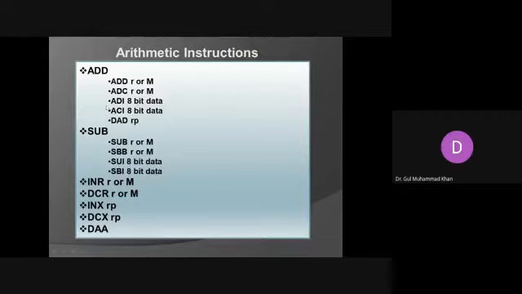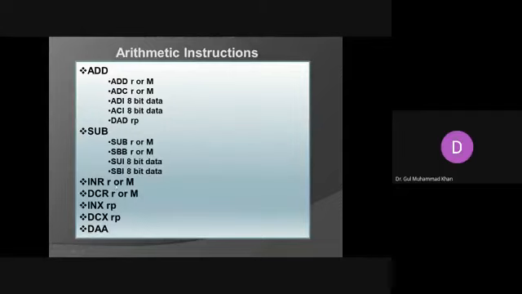Then similar to ADI, we have SUI, which means subtract this 8-bit data from the accumulator and store the results in the accumulator. Similarly, SBI means subtract the 8-bit data and the carry value. SBI means borrow. So the carry is representing borrow in this case, and that is subtracted from the accumulator as well. Again, the result is stored in the accumulator.